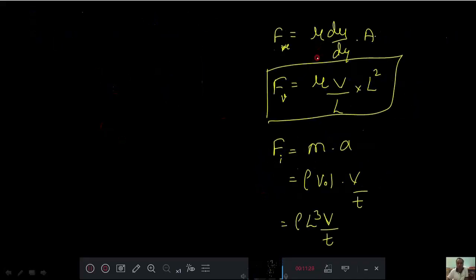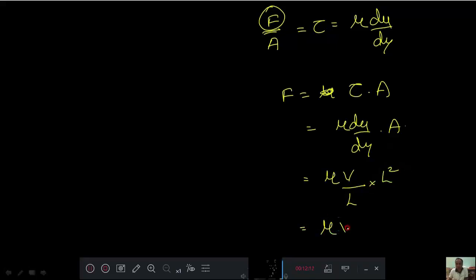Then we have the viscous force. You already know that formula. Last year you studied tau equal to mu into du by dy. This is Newton's law of viscosity, and tau is force divided by area, and this force is the viscous force. So F equals tau into area, and tau is mu into du by dy, so F equals mu into du by dy into area. Here du is a velocity, dy is a length, and the area is length square. Therefore I get mu, v and L. That is your viscous force.